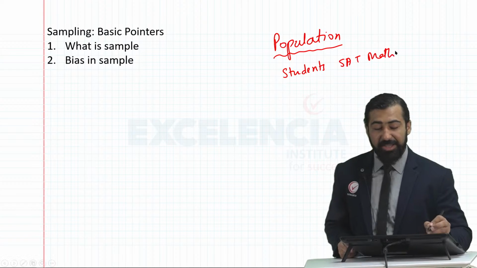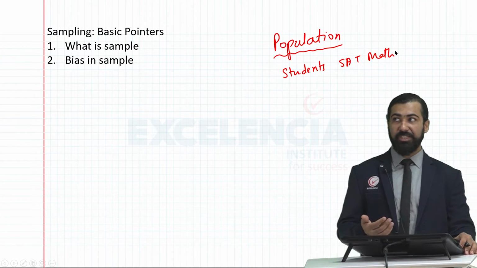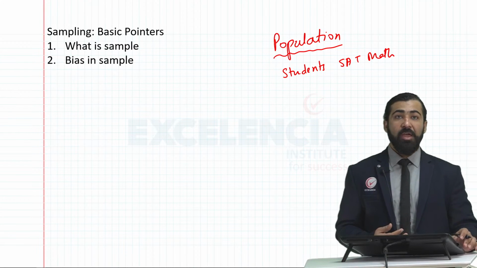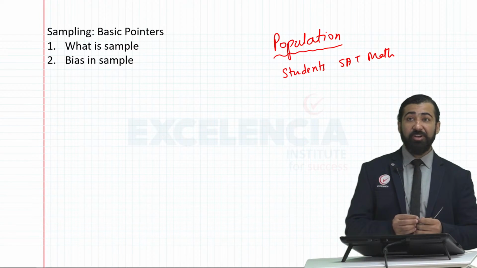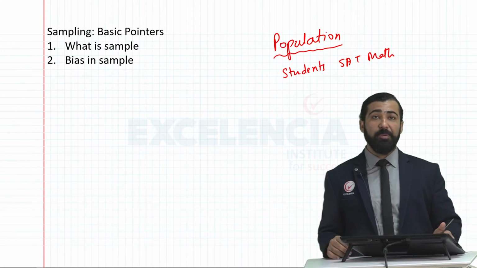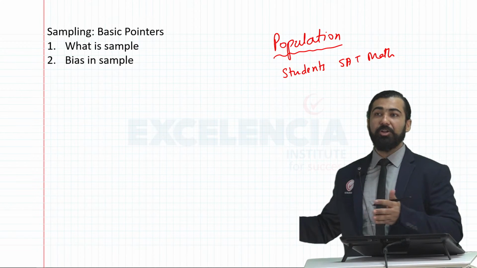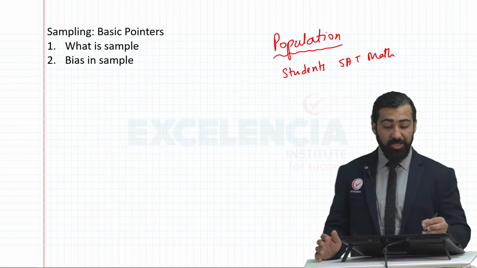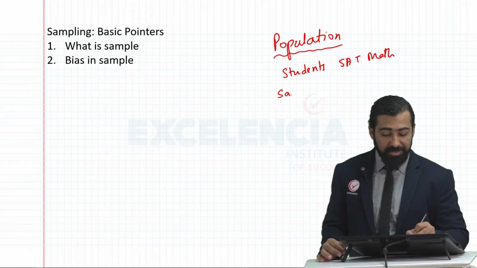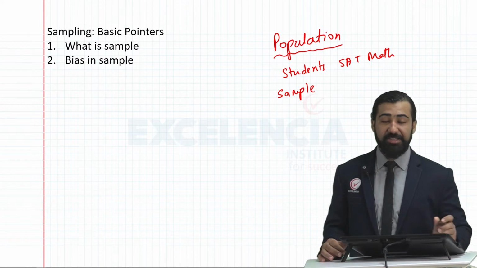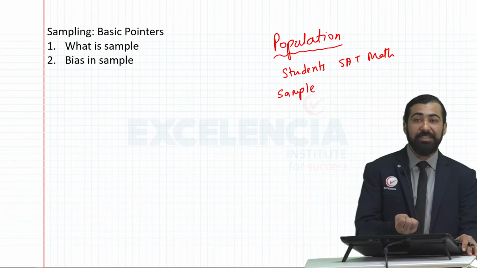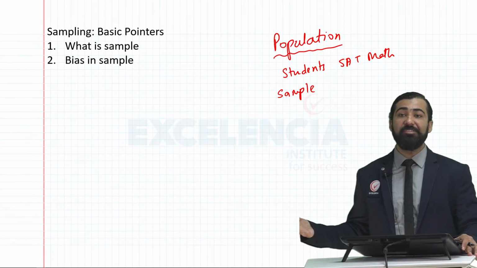SET math in the current year 2021. Okay, that's my entire population. Now what I do is, rather than studying all of this population, I take out a group of 100 people. This group of 100 people is called a sample. I'll study these 100 people, and from that I'll infer.